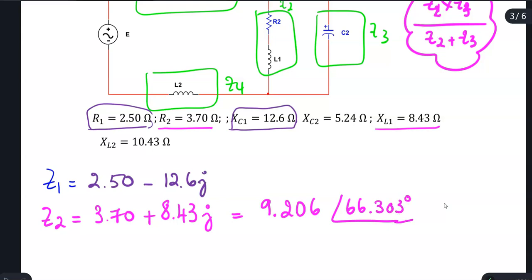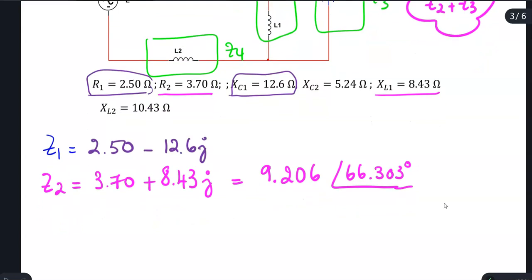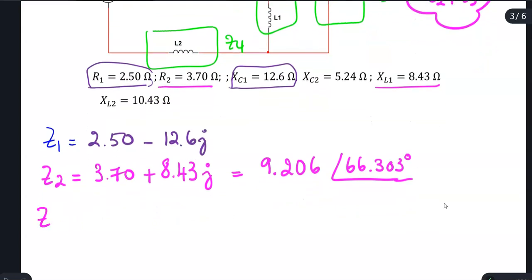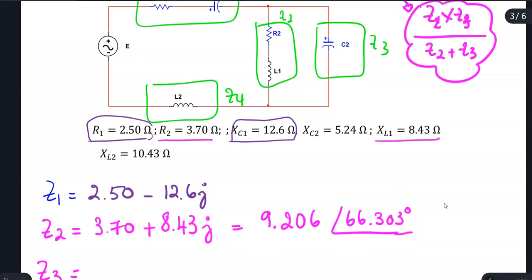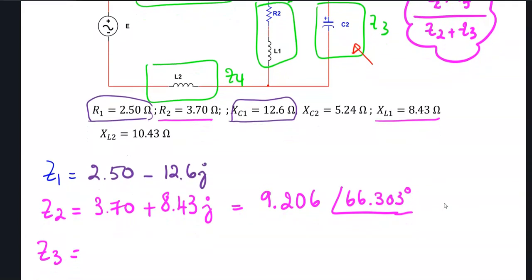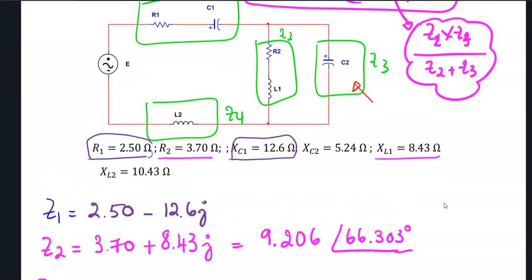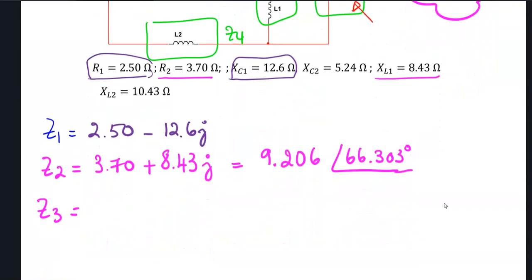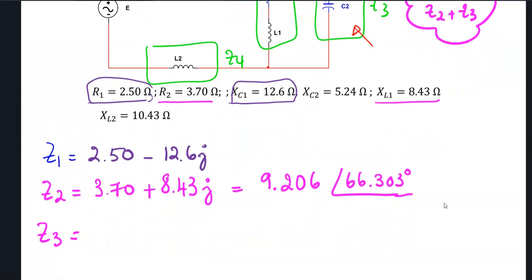Now I will find my Z3, and I'm going to label Z3 with another color. I just want to make sure that I have that. Okay, so Z3 is this one. For Z3, I don't have a resistor with that. So to write a number in rectangular form, you may want to involve the real part, which is 0.